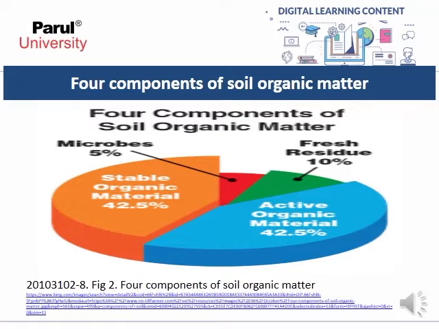So you can see here the four components of soil organic matter. Microbes 5%, fresh residue 10%, stable organic material 42.5% and active organic material 42.5%. So it is the four components of the soil organic matter. It includes microbes, fresh residue, active organic material and stable organic material.